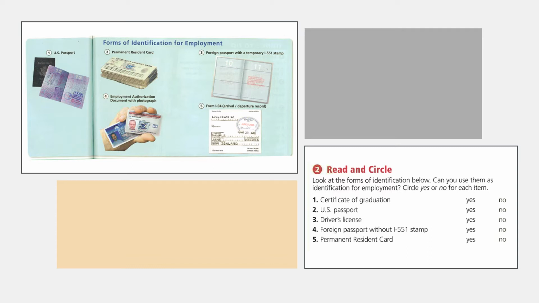Activity 2, Read and Circle. Look at the forms of identification below. Can you use them as identification for employment? Circle yes or no for each item. You can refer to the forms of identification for employment in the picture to help you with your answers.